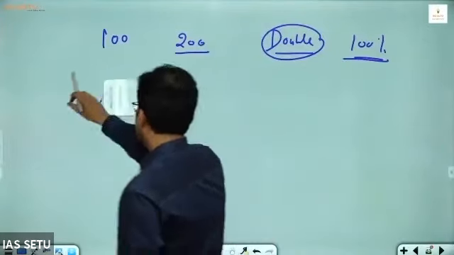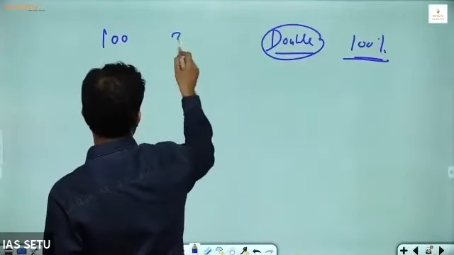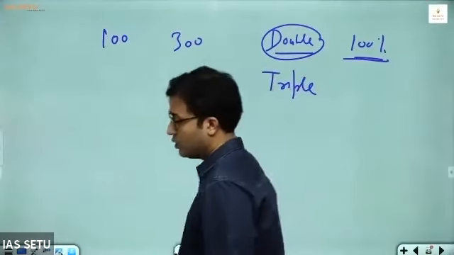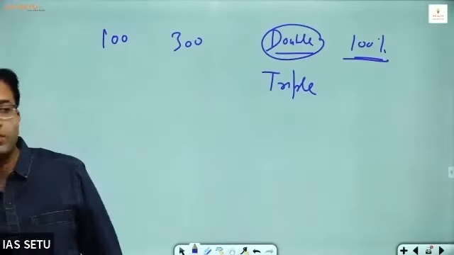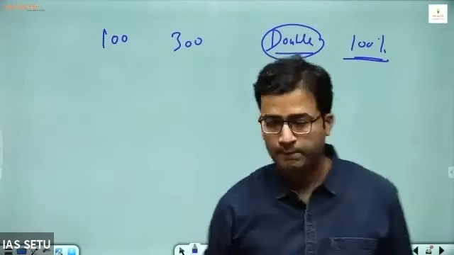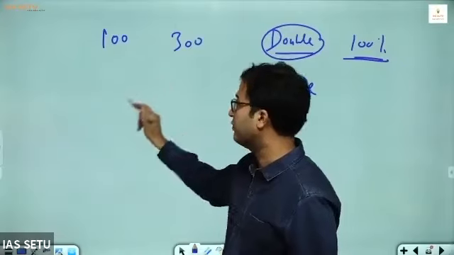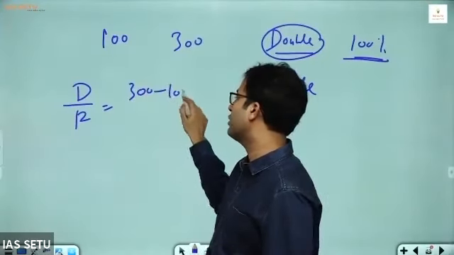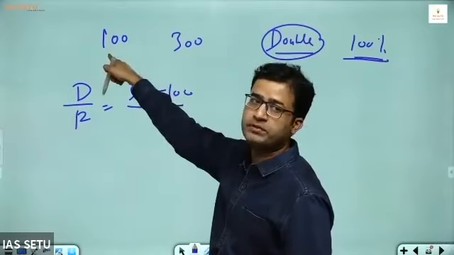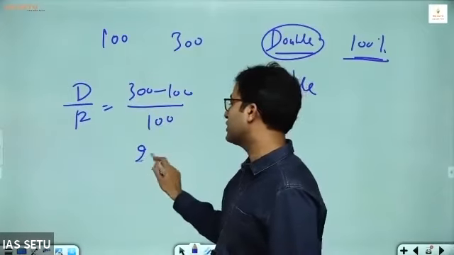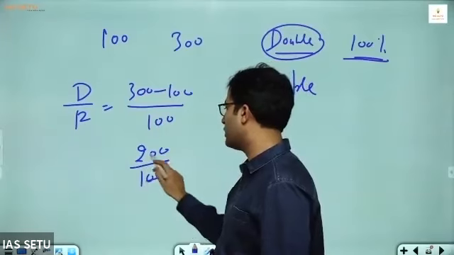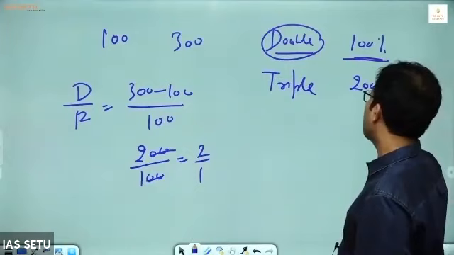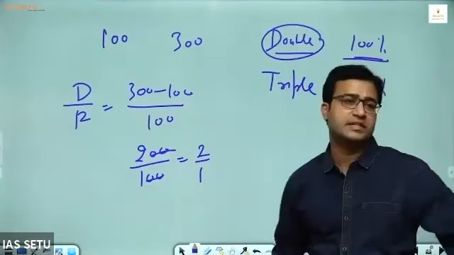Next thing, earlier my salary was 100, now my salary is triple, 300. So if my salary becomes triple, how much percentage increase is there? We will calculate. Difference upon reference, there is an increase of 200 rupees over previous salary 100. So it is 2 by 1, which is 200%. So if anything becomes triple, 200% increase is there.